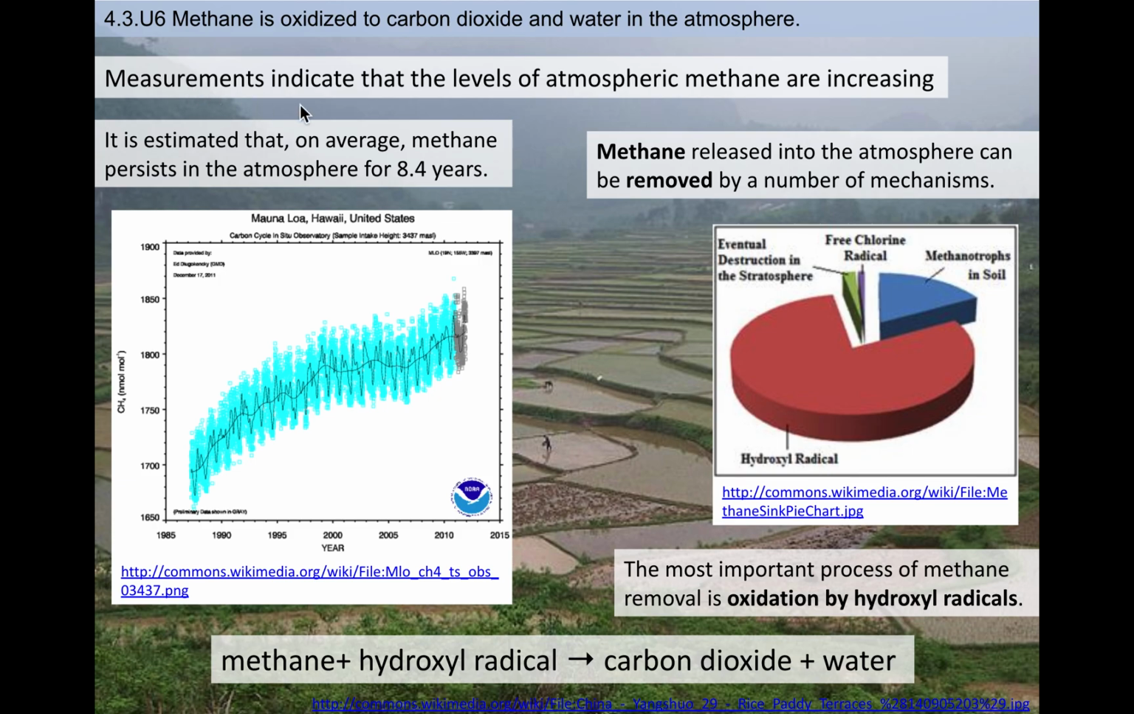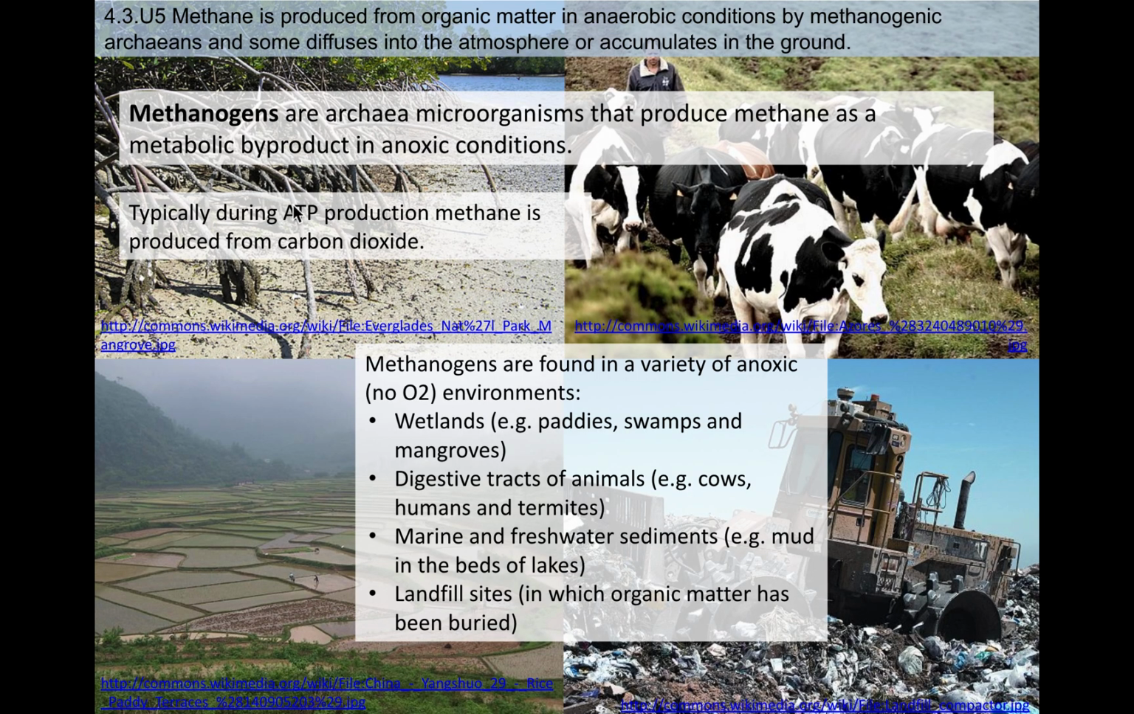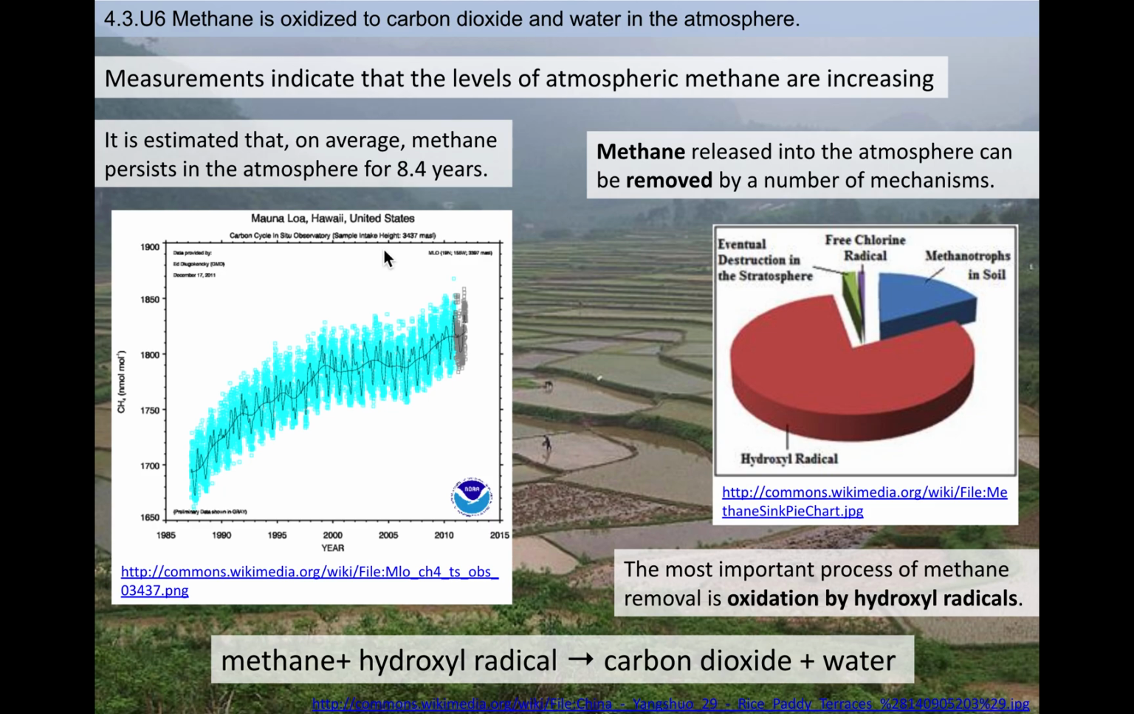Now, methane is also considered a greenhouse gas, just like carbon dioxide. And you might be wondering, why are we talking about methane? Right here, typically during ATP production, methane is produced from carbon dioxide. Methane is CH4, so it has carbon in it and 4 hydrogens. When methane is produced from any of the methods we just talked about, it usually will stay in the atmosphere for about 8.4 years. So it has a lower residence time than carbon dioxide.